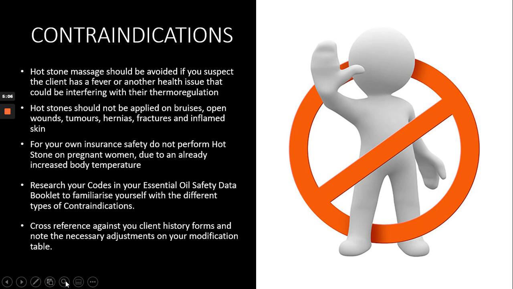I also want to encourage you to research the codes in your essential oil safety data booklet so that you can familiarize yourself with the different types of contraindications. The safety data booklet is attached at the bottom of this lesson. Cross-reference against your client history forms and note the necessary adjustments on your modification table. Okay, so that's what we're going to do with our contraindications.